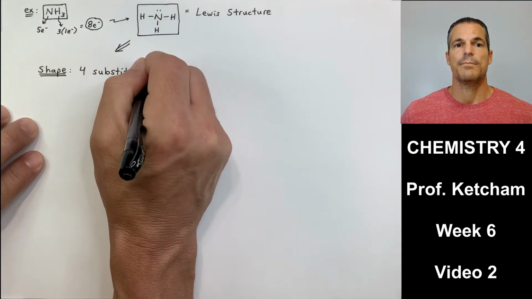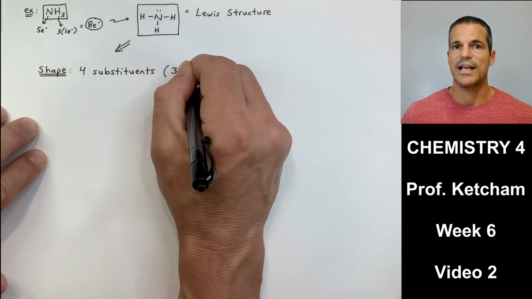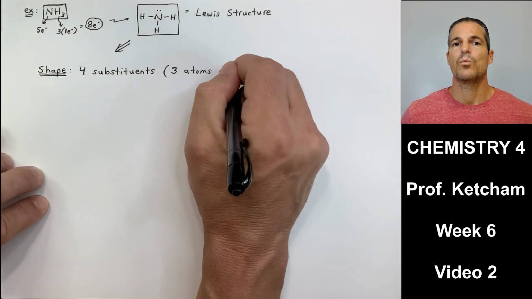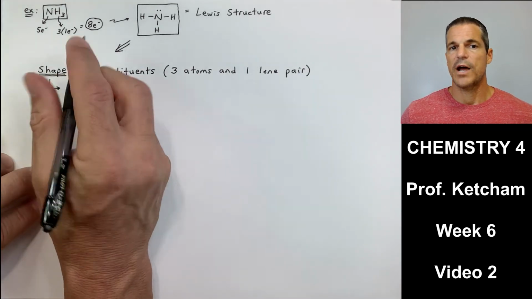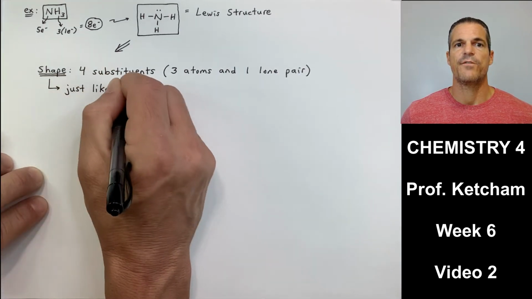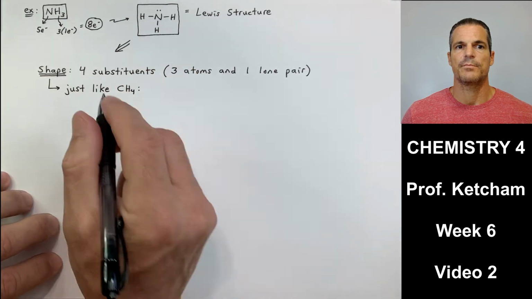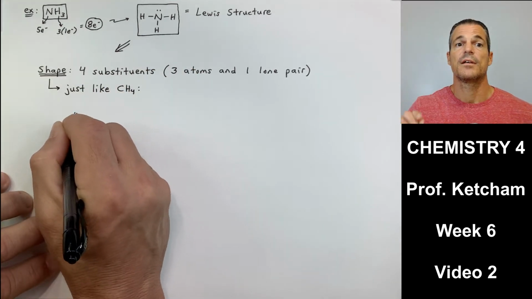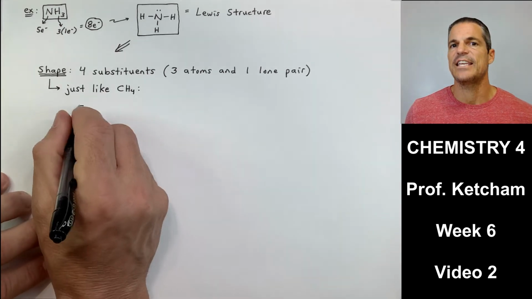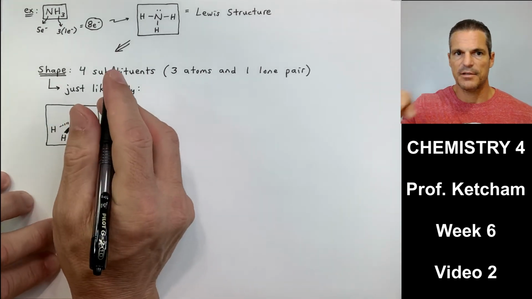Now, shape, 4 substituents, just like last time. 3 atoms and 1 lone pair. So, start by writing the nitrogen, of course. Now, I have 4 attachments, 3 hydrogens and a lone pair. I always put the lone pairs in first because I got 2 spots where they can stay in the plane of the paper, up and to the bottom right.